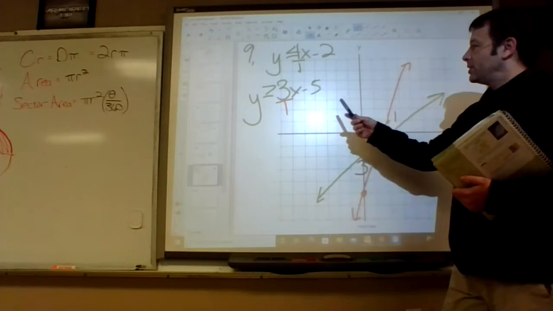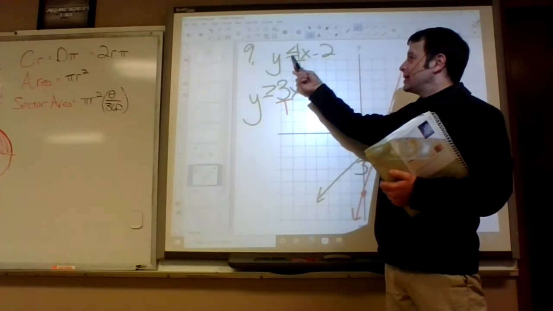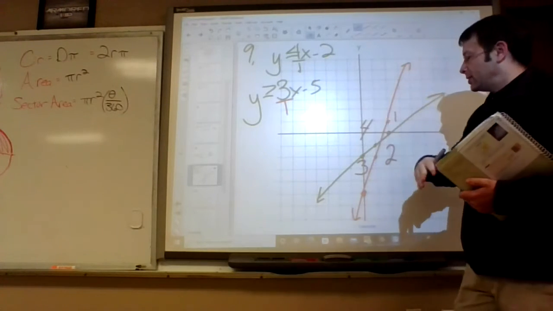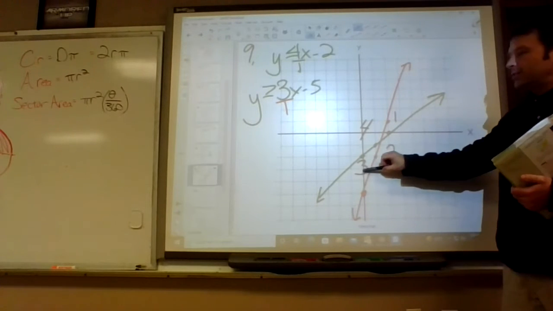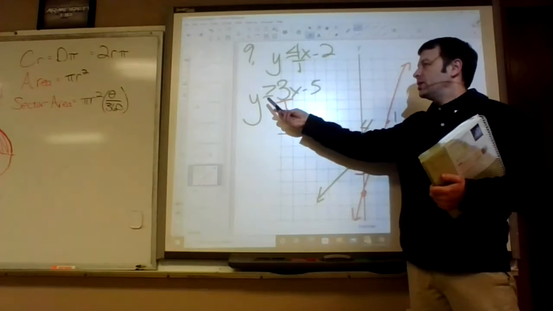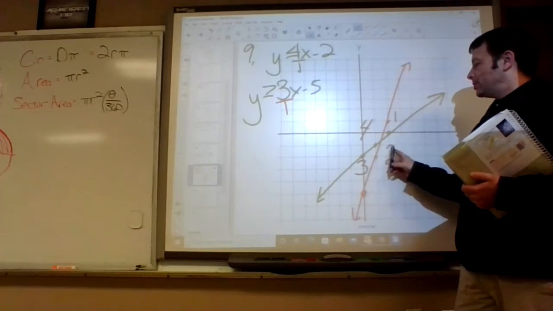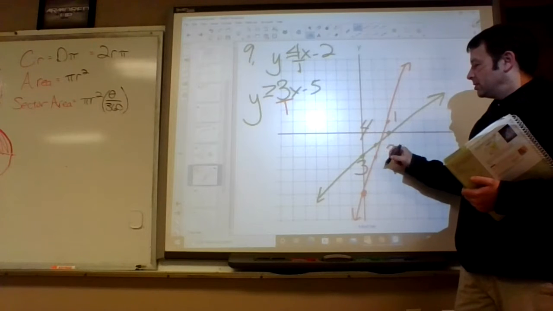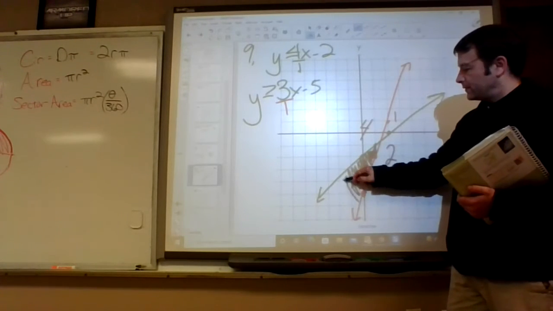So on my first line, which was my green line, it says y is less than. So that means it should be below the green line. So where is it below the green line? Region 2 and 3. But on my second line, my red line, it's y is greater than. So it needs to be above my red line. Where's 3 and 4? So what region did they have in common? 3. So I'm just going to shade in all this stuff.